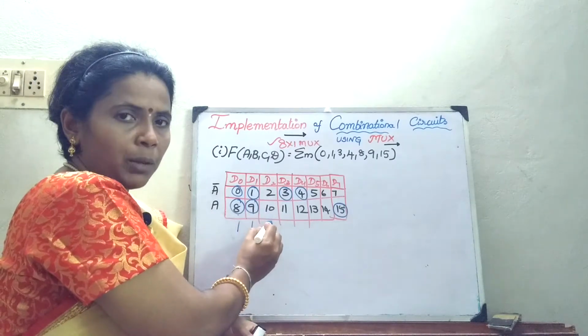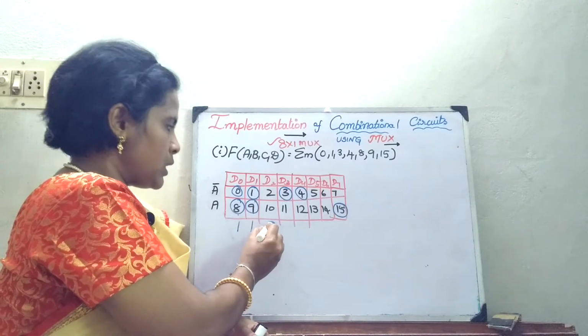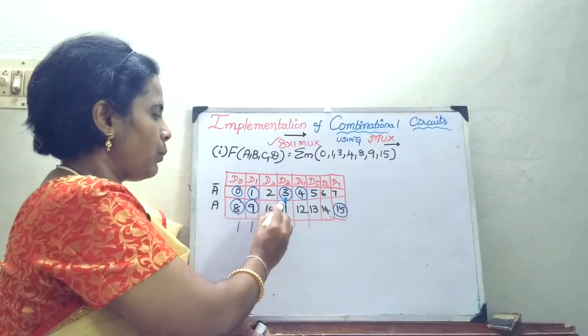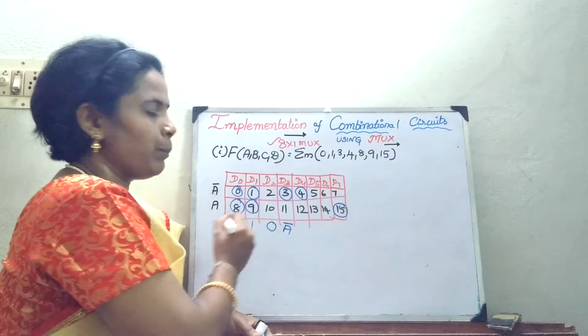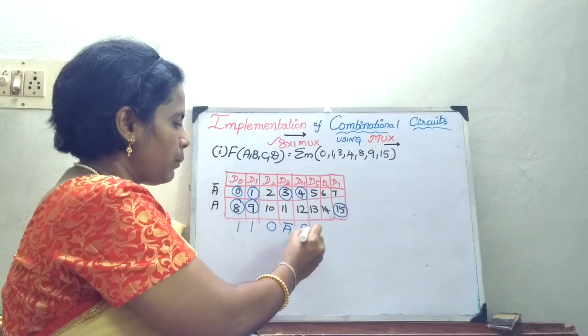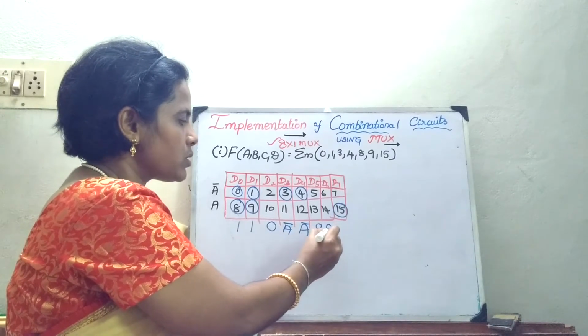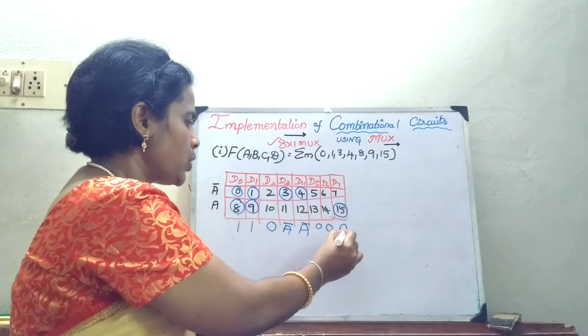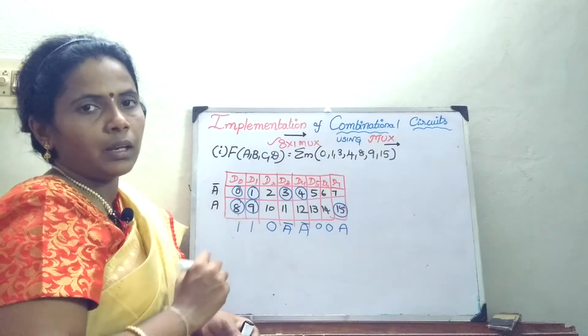Here none of the variables are mapped, so it is 0. Here the first variable is mapped, so it is A bar. Here also it is A bar. So here it is 0, 0. This corresponds to A.